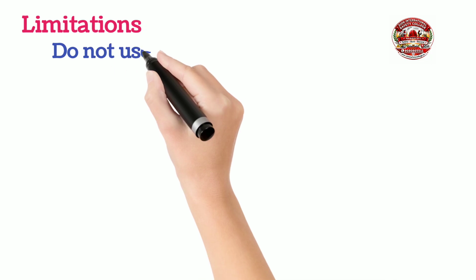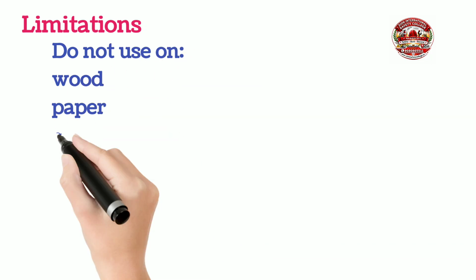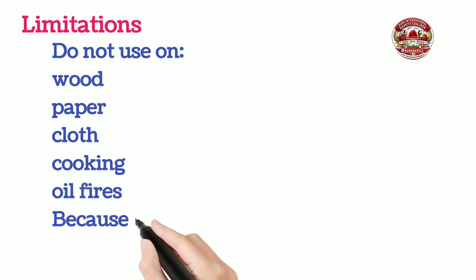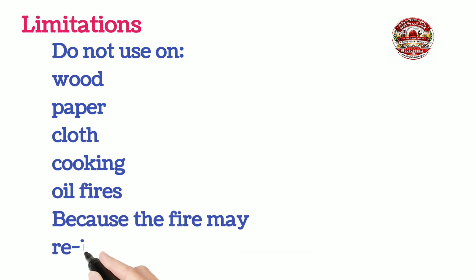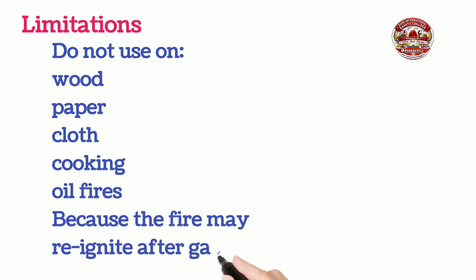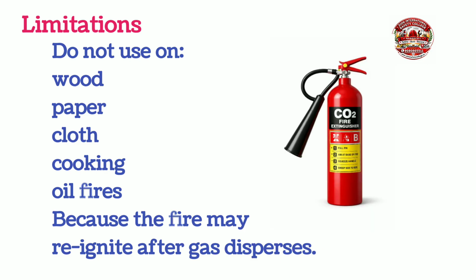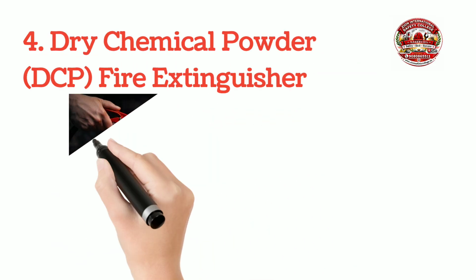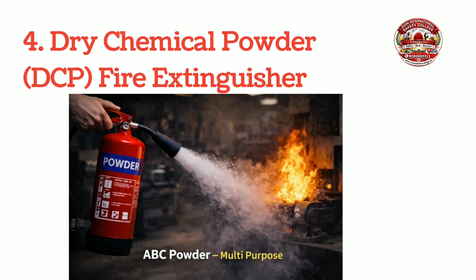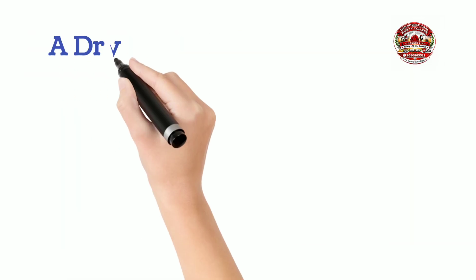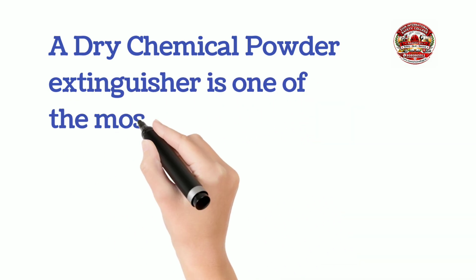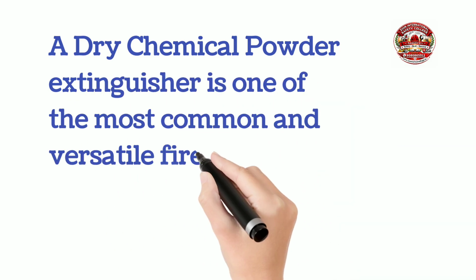Limitations. Do not use on wood, paper, cloth, cooking oil fires because the fire may reignite after gas disperses. Dry chemical powder, DCP, fire extinguisher. A dry chemical powder extinguisher is one of the most common and versatile fire extinguishers used in fire safety.